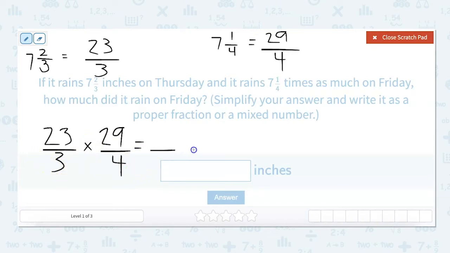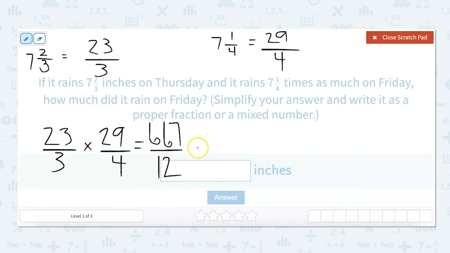So 3 times 4 is 12, and 23 times 29. And since I'm working with fractions and we're not focusing on the skill of multiplication, I'm going to use a calculator. So 23 times 29 is 667. Okay, and so then we need to take this improper fraction and simplify it and then write it as a proper fraction or a mixed number. So this is tricky when you're working with such big numbers. So I'm going to go ahead and turn it into a mixed number.